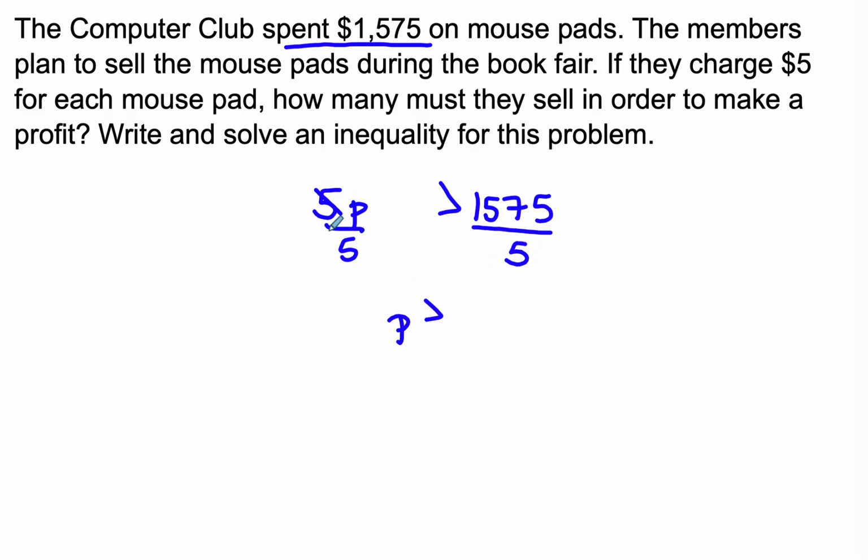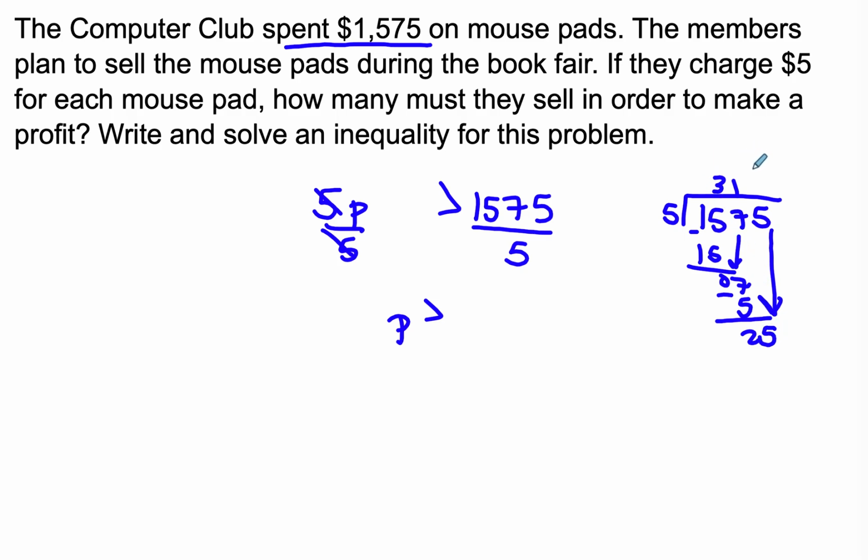Got some pretty big numbers here, so I'm going to divide off to the side. Okay, 5 does not go into 1 a whole number of times. 5 goes into 15 3 times. 15 minus 15 is 0. I bring down the 7. 5 goes into 7 once. It's 5. We subtract to get 2. We bring down that 5. And I get 5. 5 times 5 is 25. All right, so 315 mouse pads.